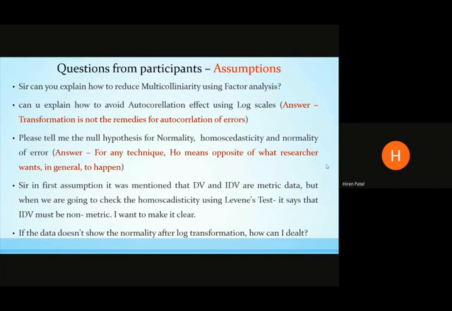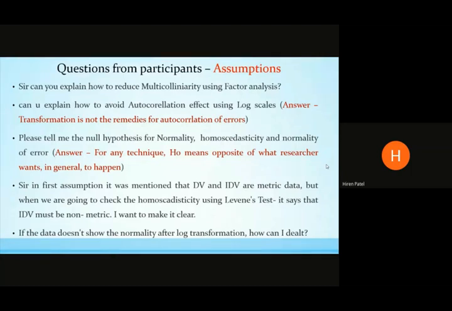However, we also want you to understand that, of course, in the very first assumption we made, we assumed that IVs and DVs are metric. However, at a later stage, we also explained that this is just to start with multiple regression. You can have independent variables as non-metric data as well, and such multiple regressions are known as multiple regression with dummy variables.